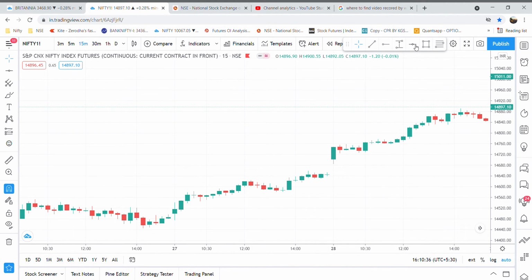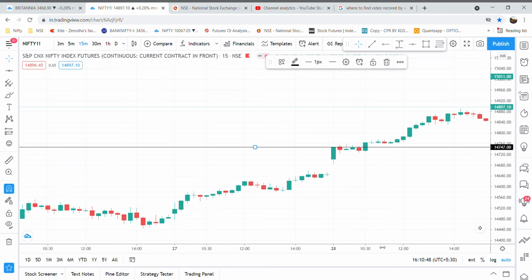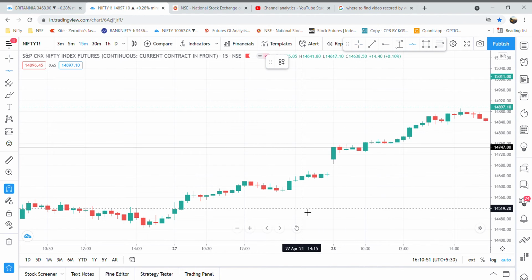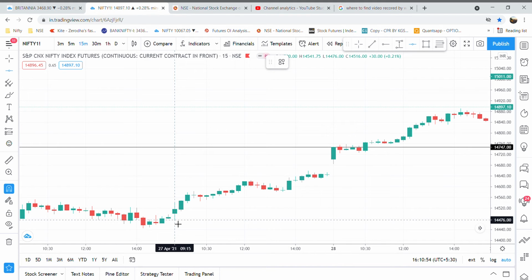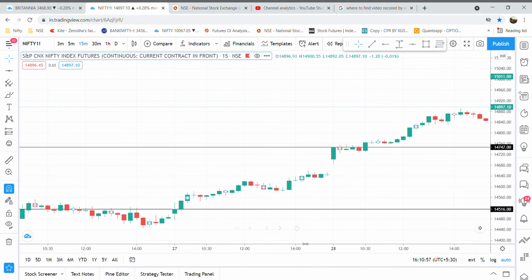Once you do that, all I want you to do is take the horizontal line and mark the closing price of the first 15-minute candle of the 28th. Then we mark the closing price of the first 15-minute candle of the 27th. Remember, we are trying to find out whether the 29th is going to be a trend day or a range bound day. The 29th has not yet happened, so we just want to know whether it would be a good day to trade or not.